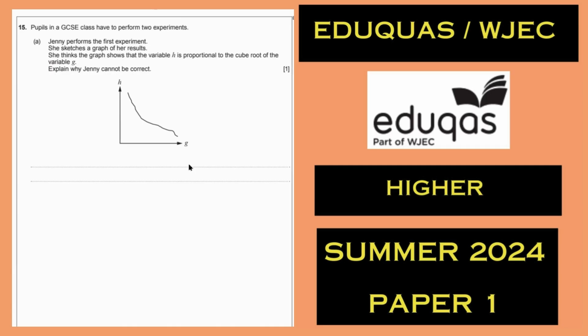Number 15a, explain why her statement cannot be correct. Proportion, that's the key. The graph seems to be doing that kind of shape, also known as a reciprocal graph, but more importantly, this graph shows inverse proportion, not any form of normal or standard or direct proportion.